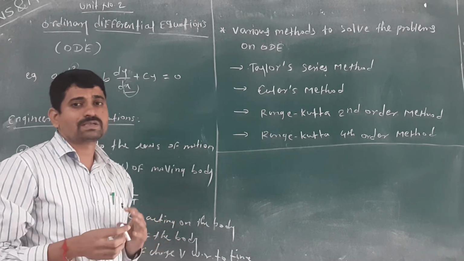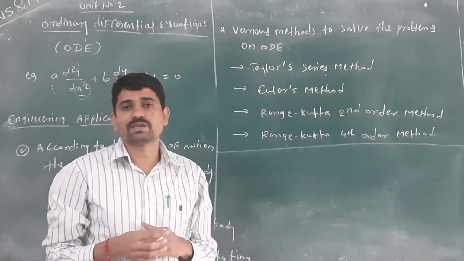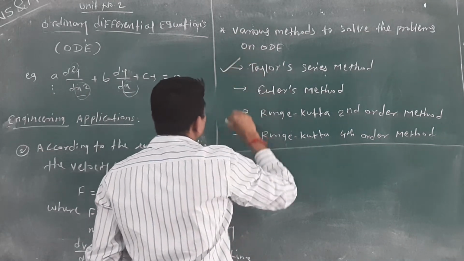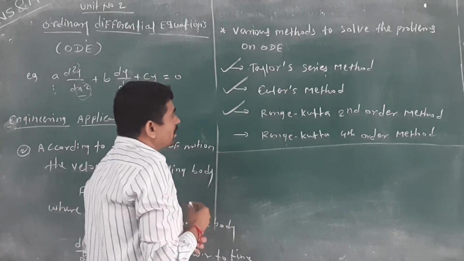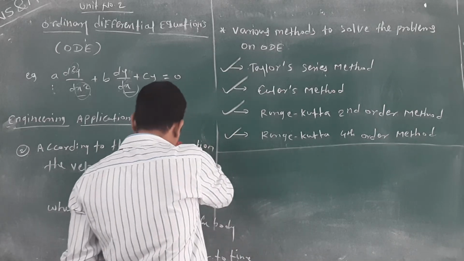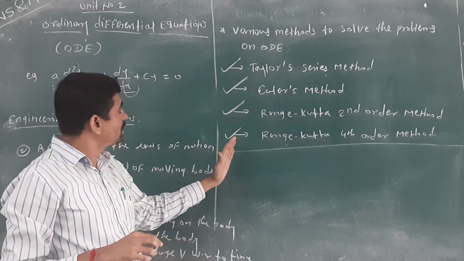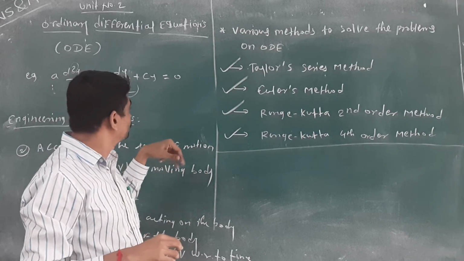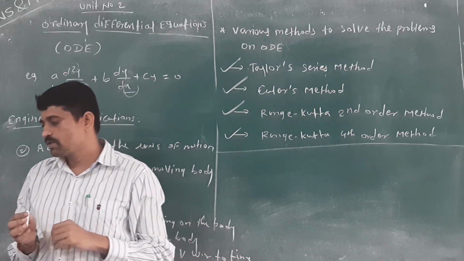In your syllabus they have given 4 methods. First is the Taylor series method, second is Euler's method, third is the Runge-Kutta second order method, and fourth is the Runge-Kutta fourth order method. With the help of those 4 methods you can solve the given numericals on the ordinary differential equation. All of you ready?